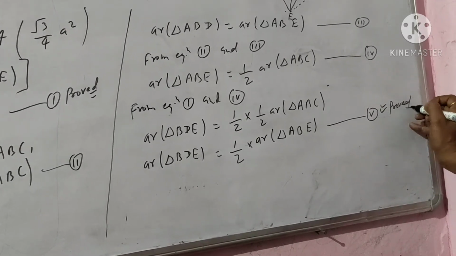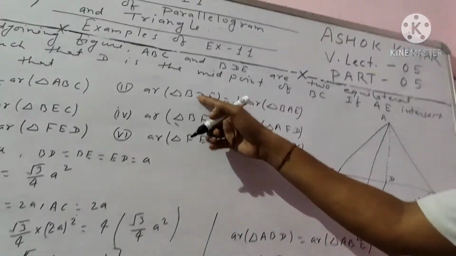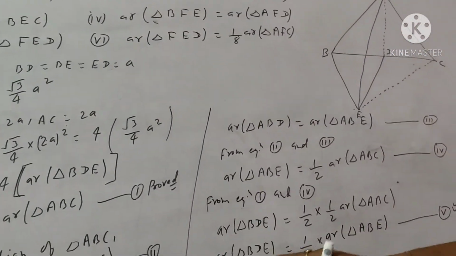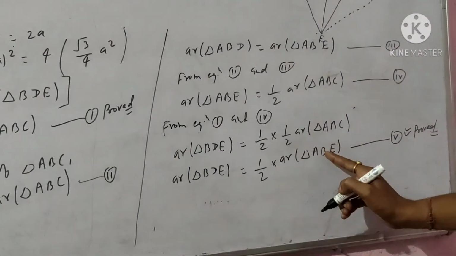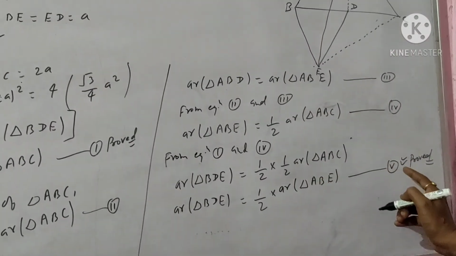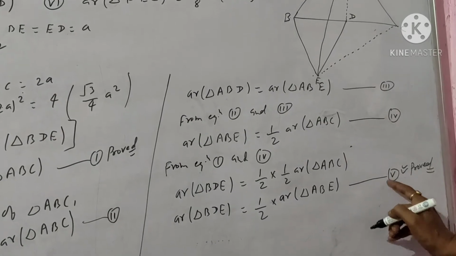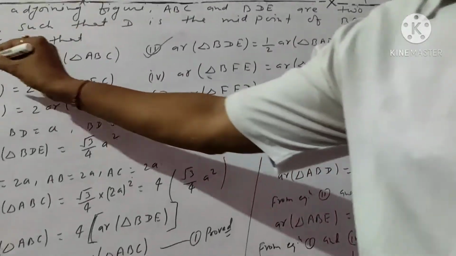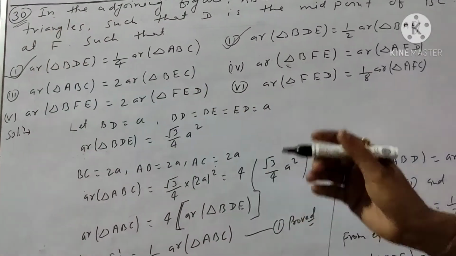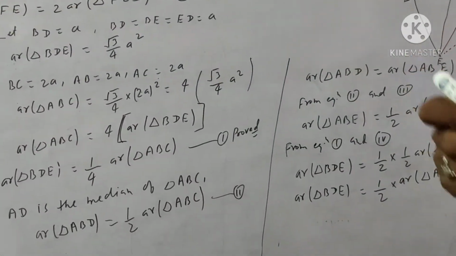This is the second proof. Area of triangle BDE is equal to 1 by 2 area of triangle BAE. So this one is the question number 5 proof. Okay student, the first one is proof, the second one is also proof, and the third one is area of triangle ABC.